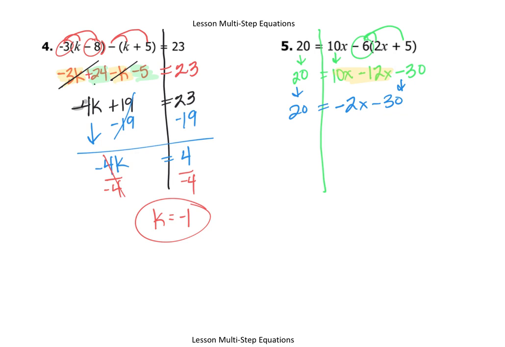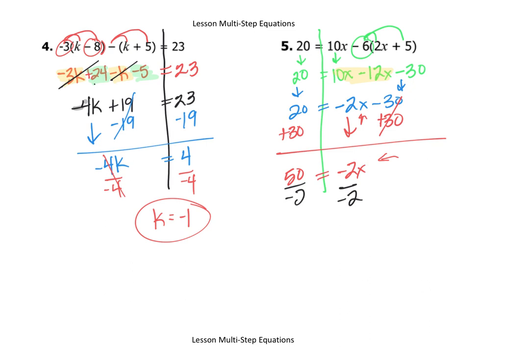Okay, so now we want to get x by itself. So we move any addition or subtraction that needs to happen first. So my negative 30 needs to come to the other side, so we are going to add 30 to both sides. So 20 plus 30 is 50. It's equal to the only thing left on the right side, which is negative 2x. We're going to finish this up by dividing by the number in front of x, which is negative 2. So 50 divided by negative 2 is negative 25, equal to x. Again, I know I'm done when I've got my variable all by itself.